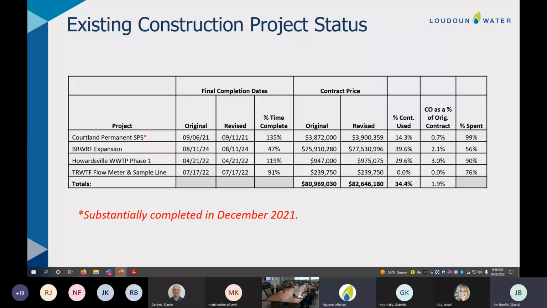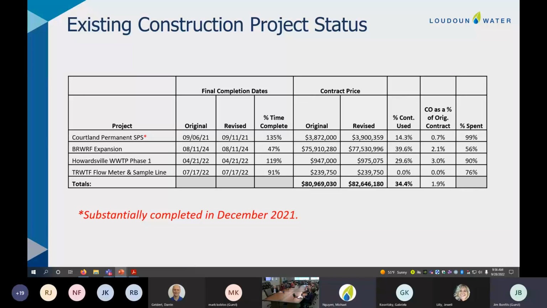Then, we continued to make progress on the Broad Run expansion through the second quarter. We're at 47% complete on contract time through final completion, and then about 56% spent. The Howardsville project as well continued to make progress there through the second quarter.